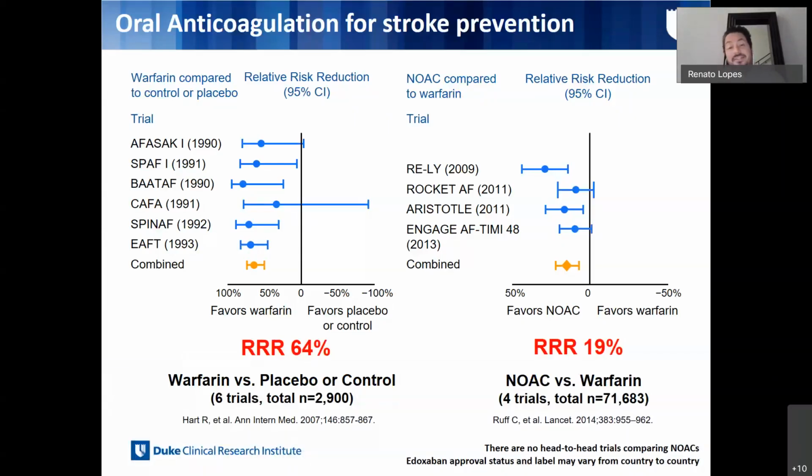To show how remarkable this is, on the left, in the earlier trials in the late 80s, early 90s, the placebo-controlled trials, we've seen that warfarin is very, very effective to prevent stroke. Actually, 64% relative risk reduction in the warfarin-treated patients. Very impressive. Very few things in medicine have this large treatment effect of 64% reduction in a major endpoint such as stroke. And now on the right, we can do even better. We can actually reduce the risk of stroke by an additional 19%. So think about it. We can be very good with warfarin, and we can do even better now.